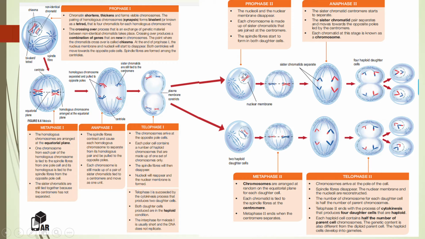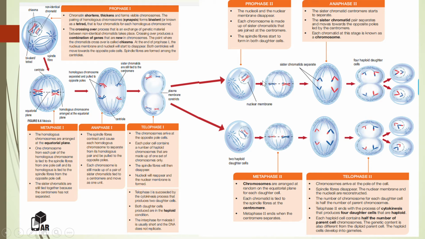So now it is referring to the events that happen in these two daughter cells, two haploid daughter cells. So still spindle fibers start to form in both daughter cells. Okay, moving on after prophase is metaphase. So again the term equatorial plane is here.